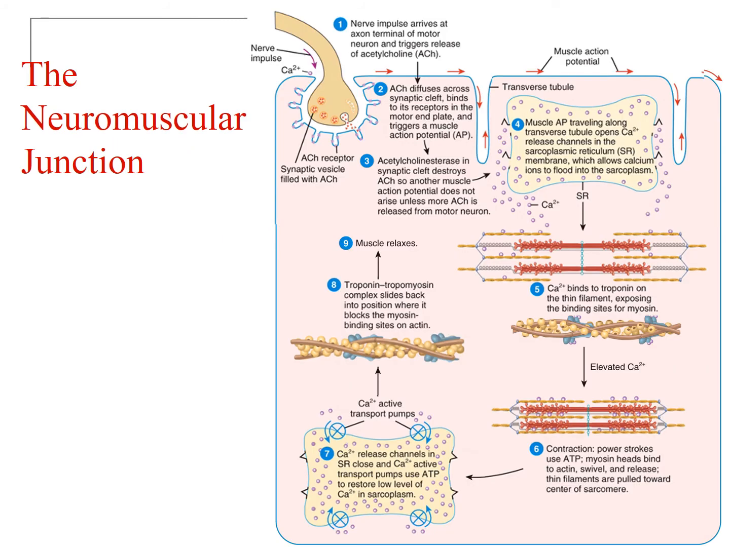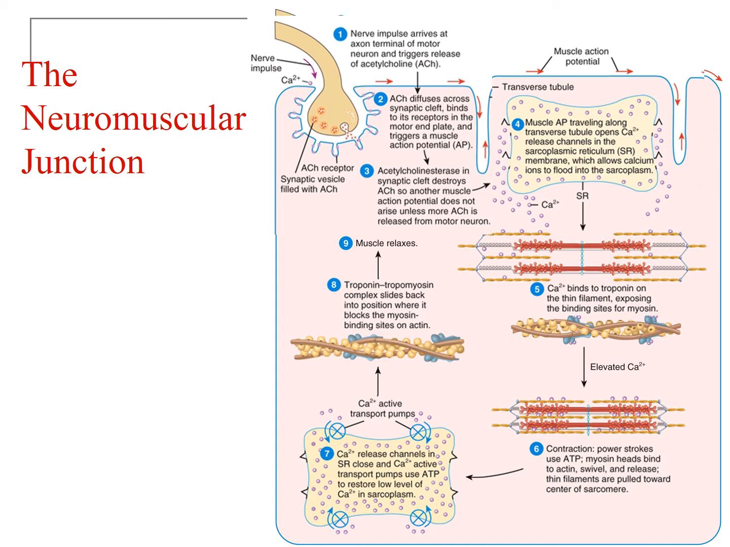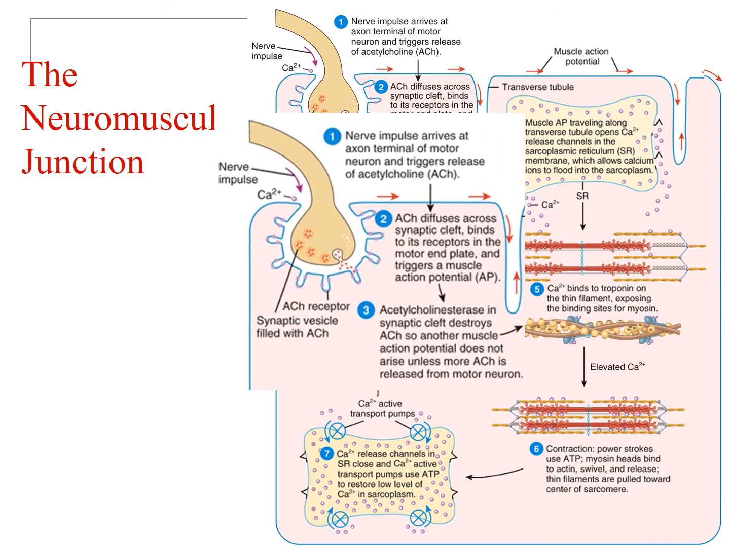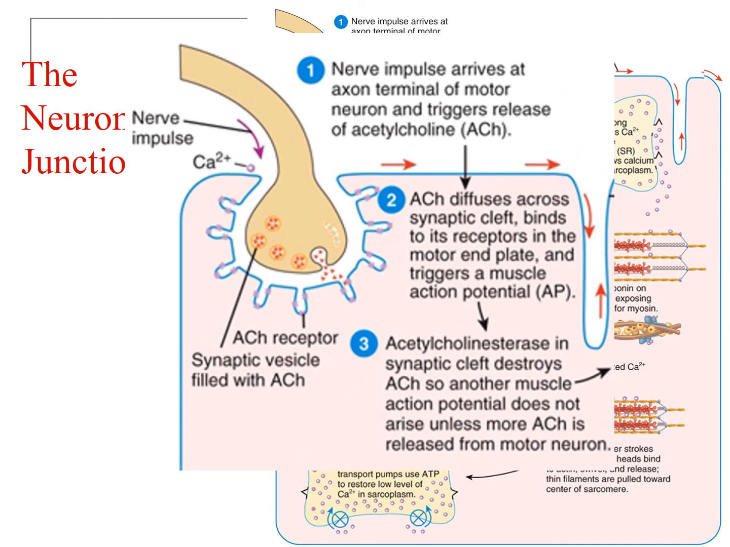Okay, now that you've done that, we're going to take a look at all of these different steps. So from the very beginning, from the neuron all the way to relaxation of muscle. So the first thing that happens is, of course, the nerve impulse arrives at the axon terminal of the motor neuron. So that's going to be the very end of the motor neuron.